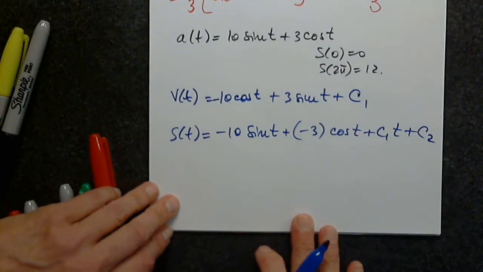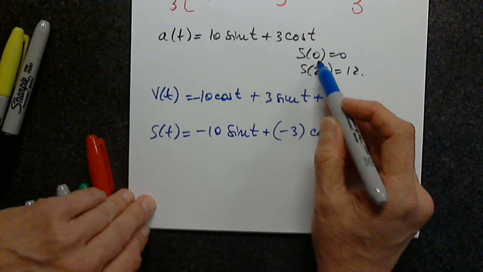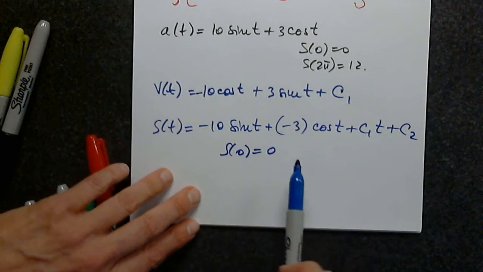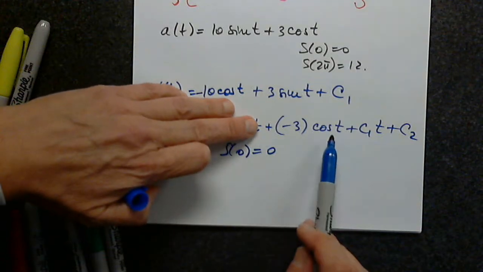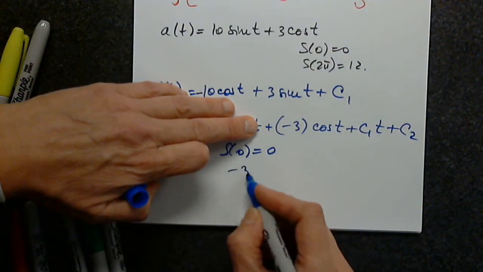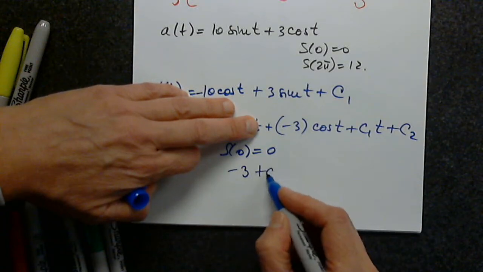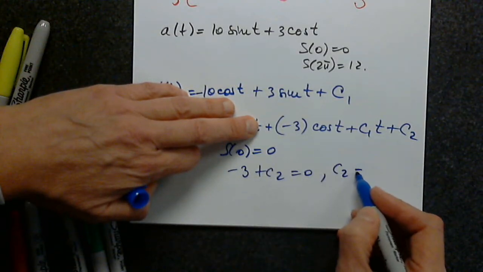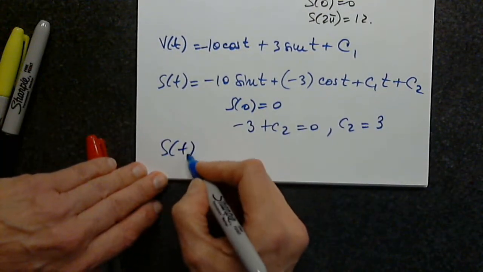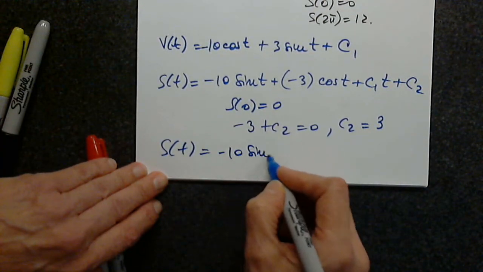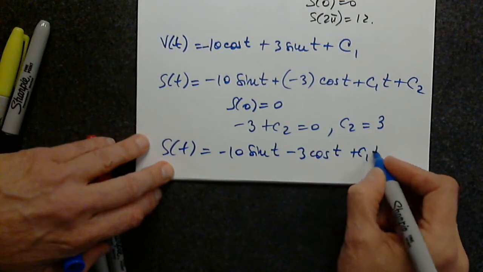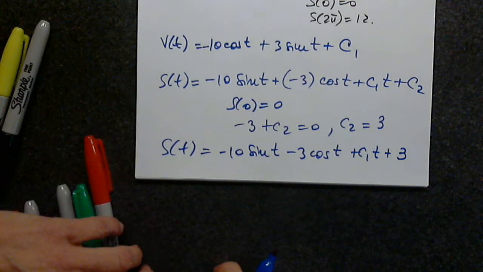Very good. So now I'm going to plug in 0, because s of 0 is 0. c2 is 0. That's -3. And this is 0, plus c2 is 0, which means c2 must be 3. So for now we have that s of t equals negative 10 sine t minus 3 cosine t plus c1 t plus 3.